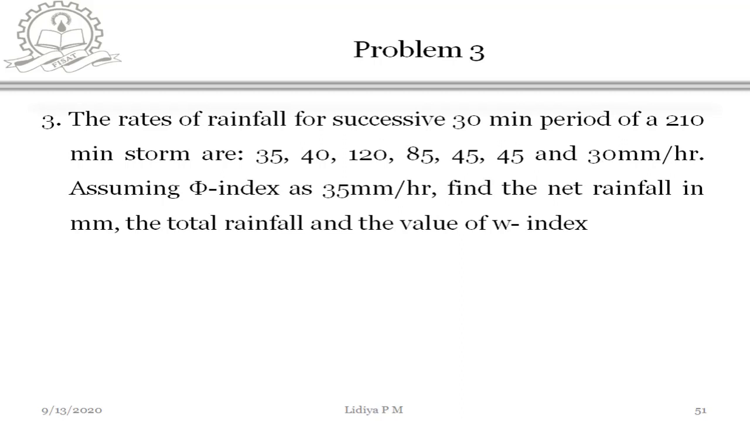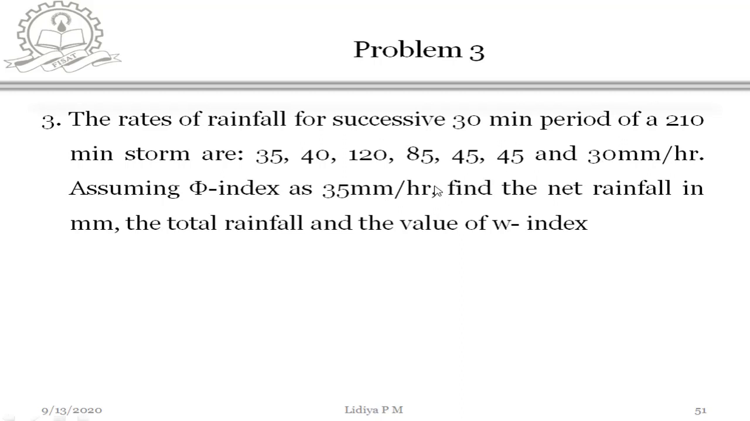Next, third question. The rate of rainfall for successive 30-minute period of a 210-minute storm are 35, 40, 120, 85, 45 and 45 and 30 mm per hour. Assuming phi index as 35 mm per hour, find the net rainfall in mm, the total rainfall and the value of W index. So we have to calculate 3 parameters. First one, it is net rainfall.